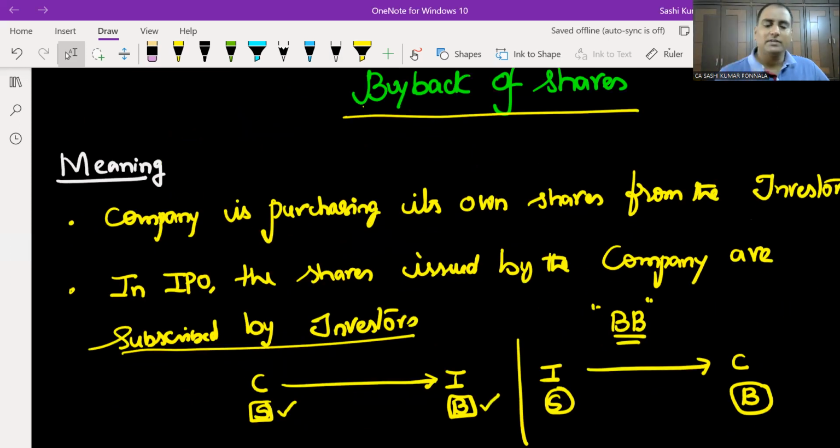So there are 5 sections here, meaning regions. Third one, provisions of company side. Fourth one, the maximum shares that can be bought back by the company. Finally, accounting entries.